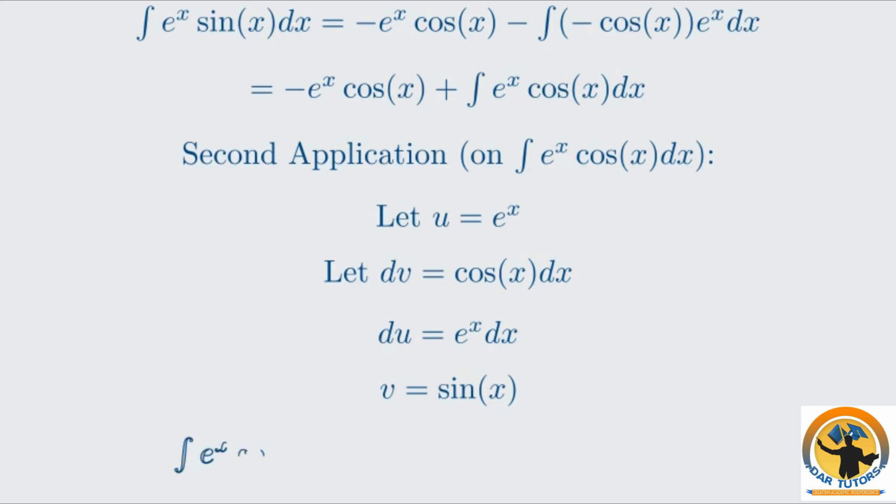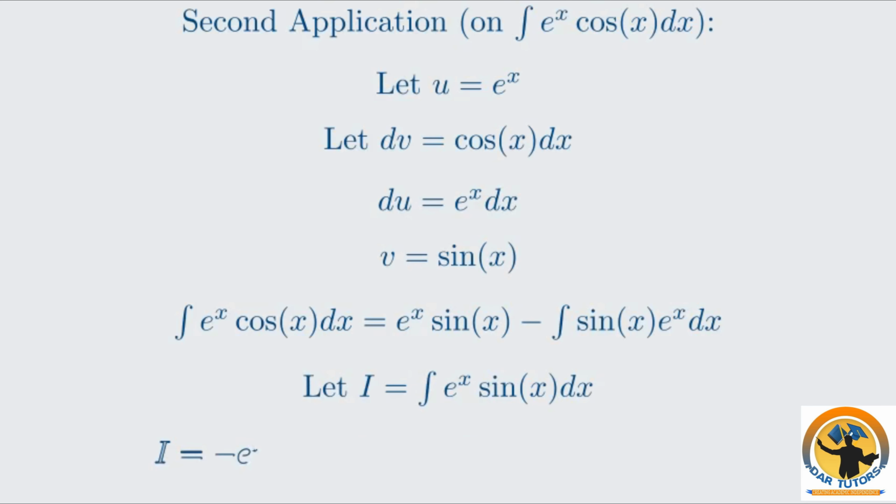The integral of e to the power of x cosine of x is equal to e to the power of x sine of x, minus the integral of e to the power of x sine of x dx. Let's substitute this entire expression back into our original equation. Our original integral, let's call it I, is equal to negative e to the power of x cosine of x, plus the result of our second integration by parts.